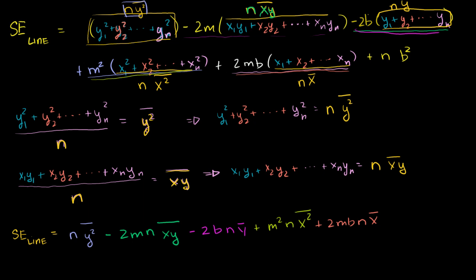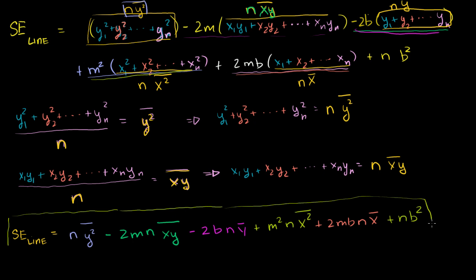And then finally, we have plus nb squared. So really, in the last 2-3 videos, all we've done is we've simplified the expression for the sum of the squared differences from those endpoints to this line y equals mx plus b right over here. So we've finished the hardcore algebra stage.